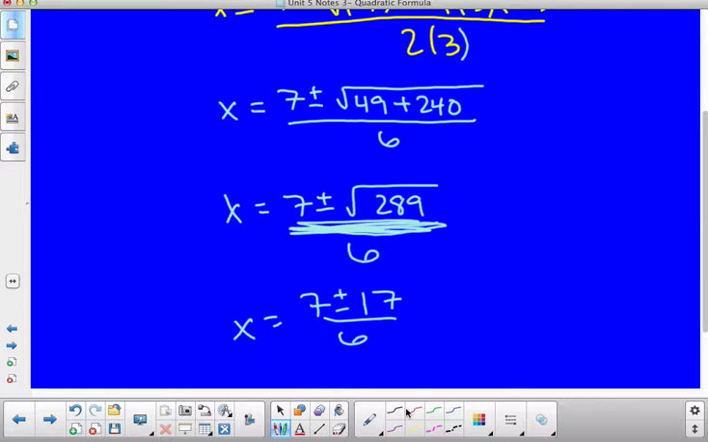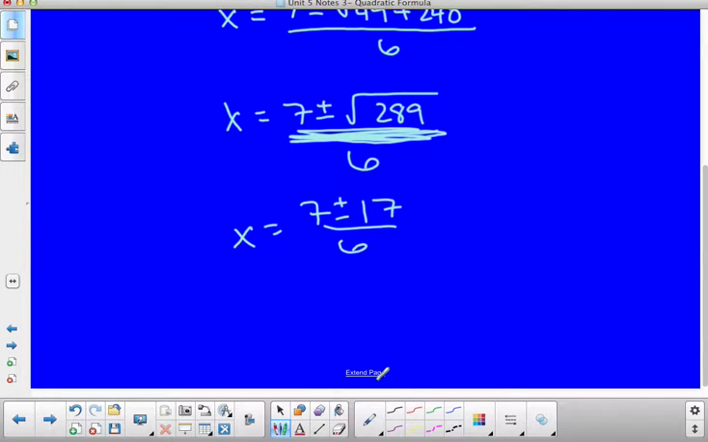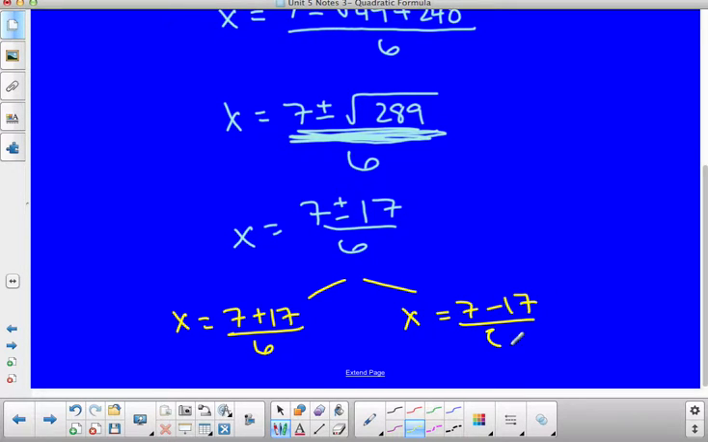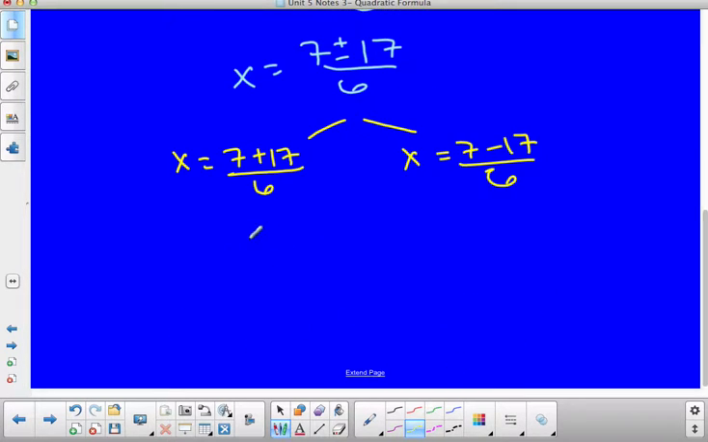Now, here's where life gets interesting. So I have 2 solutions here, 2 possibilities. I need to take 7 plus 17, and I need to take 7 minus 17, and then divide by 6. So on one side, I'm going to have x equals 7 plus 17 over 6, and the other one is going to be x equals 7 minus 17 over 6. And yes, these are long. Now you know why there's a lot of space on these pages.